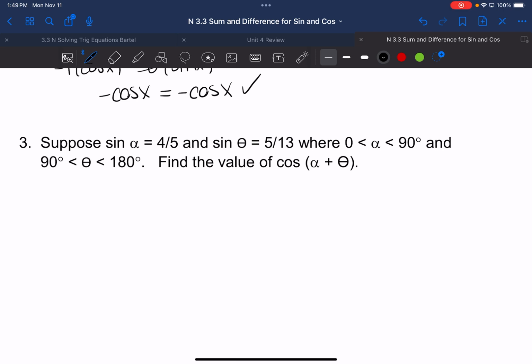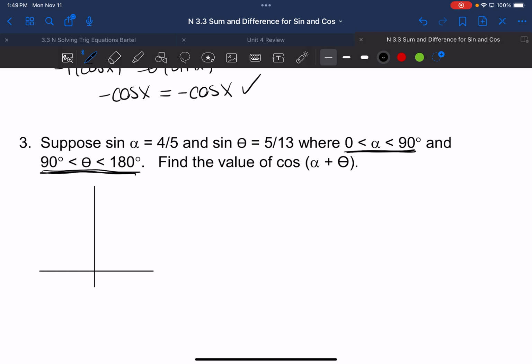Okay, so they told us alpha is between 0 and 90, and theta is between 90 and 180. So on a coordinate plane, where would those be located? Which quadrants? 1 and 2. Okay, so I'm going to draw me a little coordinate plane here, but I'm only really needing quadrants 1 and 2, so I'm not going to make my 3 and 4 very big.